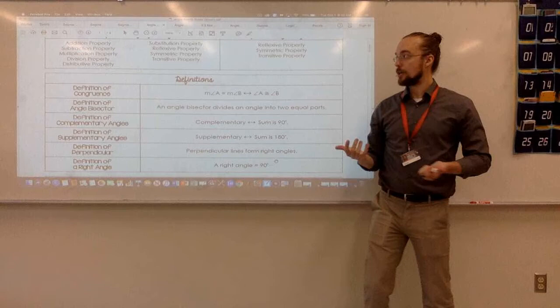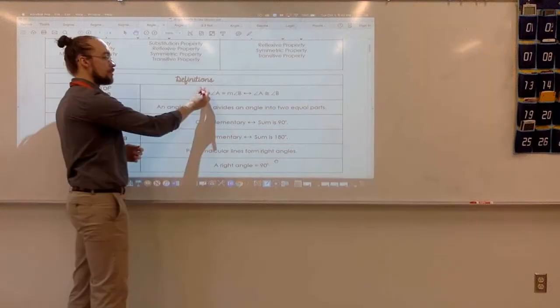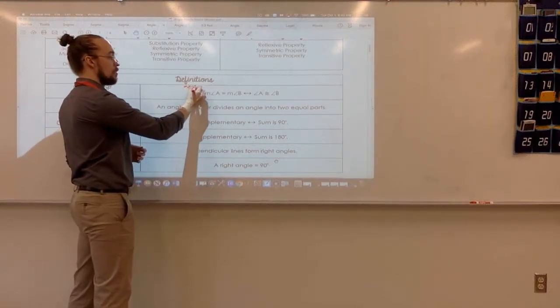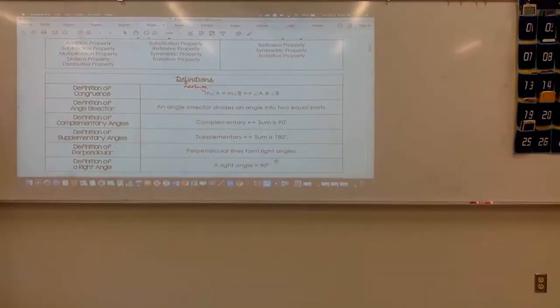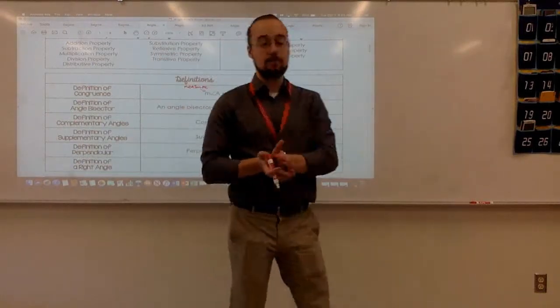The definition of congruence, this isn't a new idea. We looked at this for segments, but this also applies now to angles. The M of an angle symbol, that means measure. I talked about that a little bit before. That little M in front means measure. An angle bisector is just something that cuts an angle exactly in half.